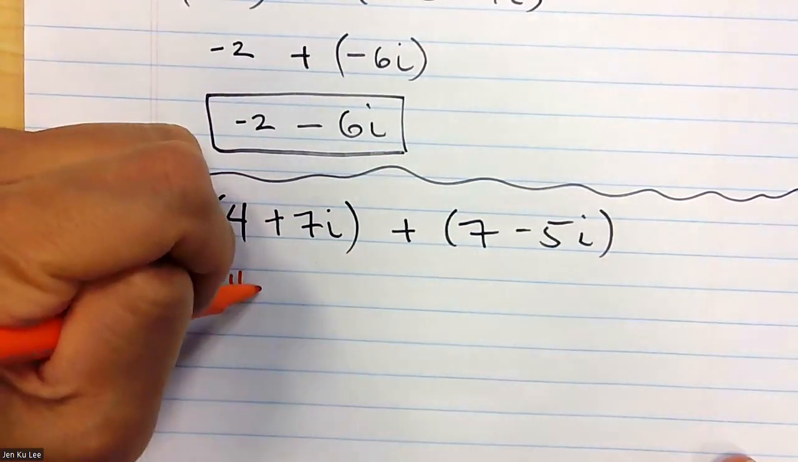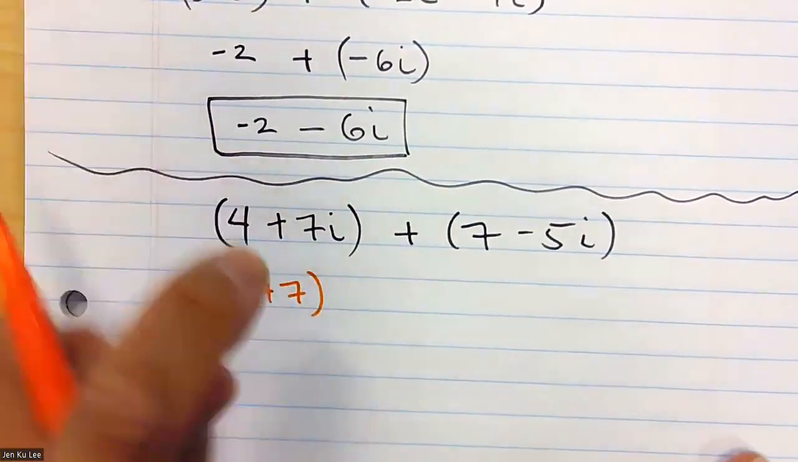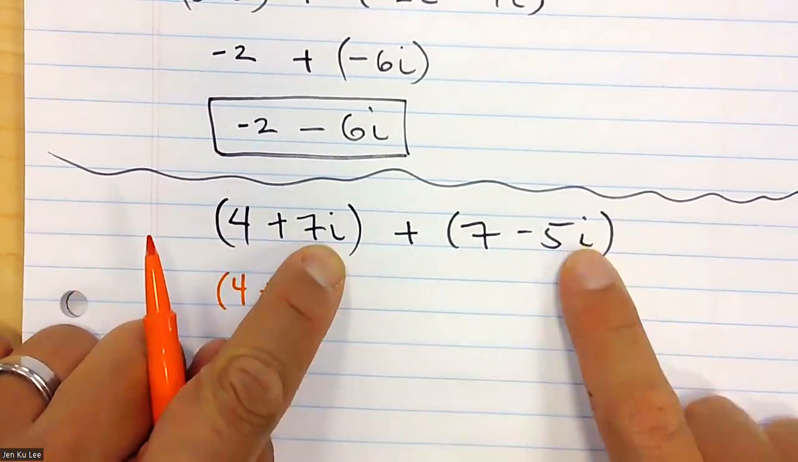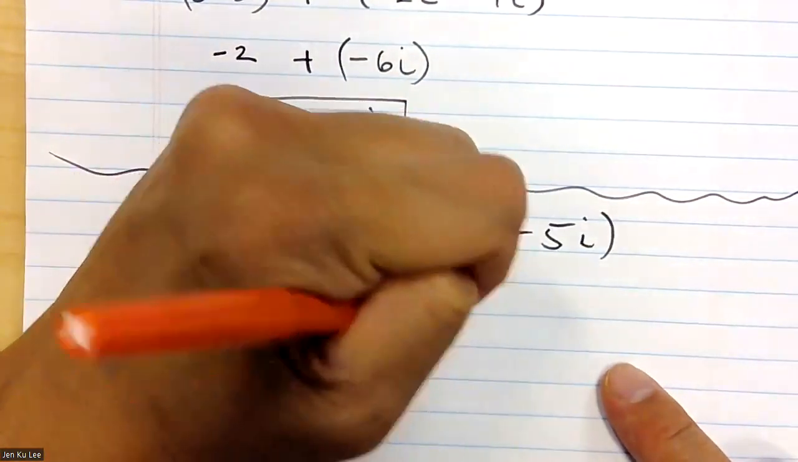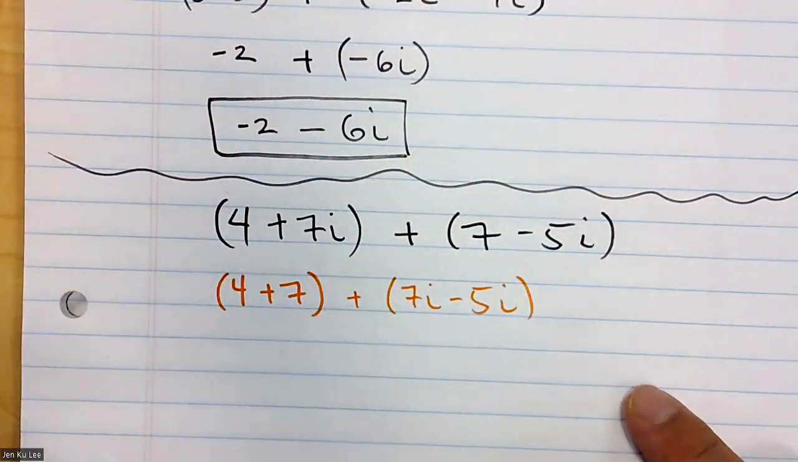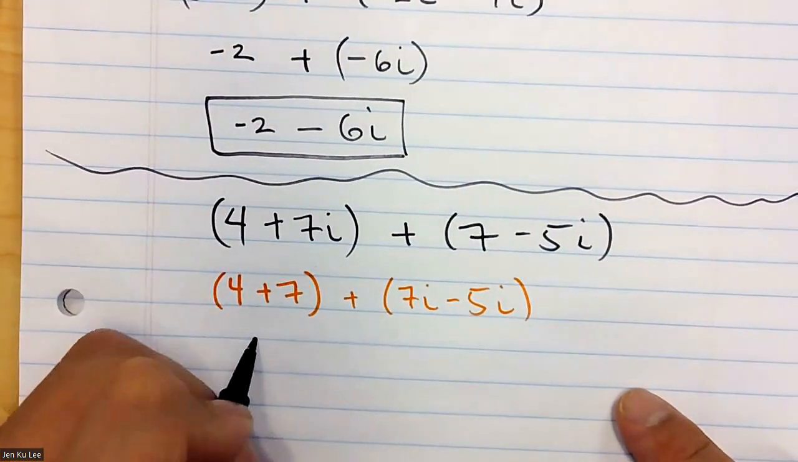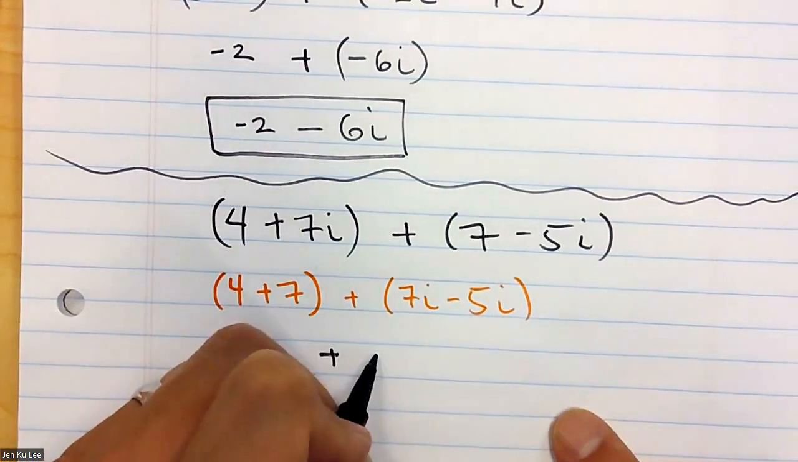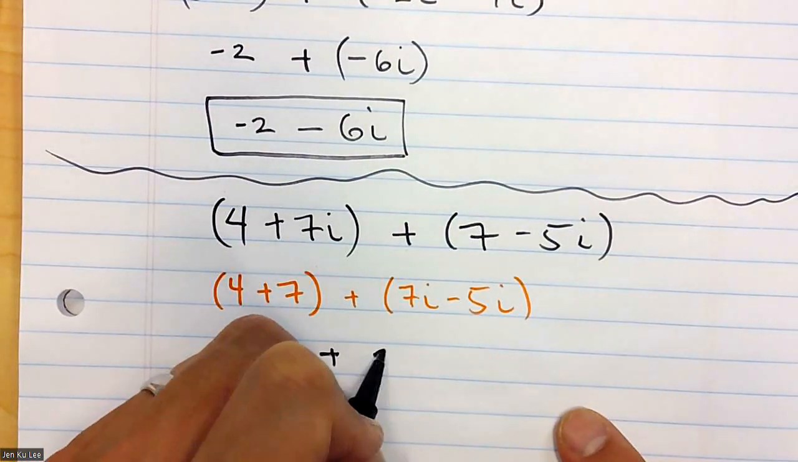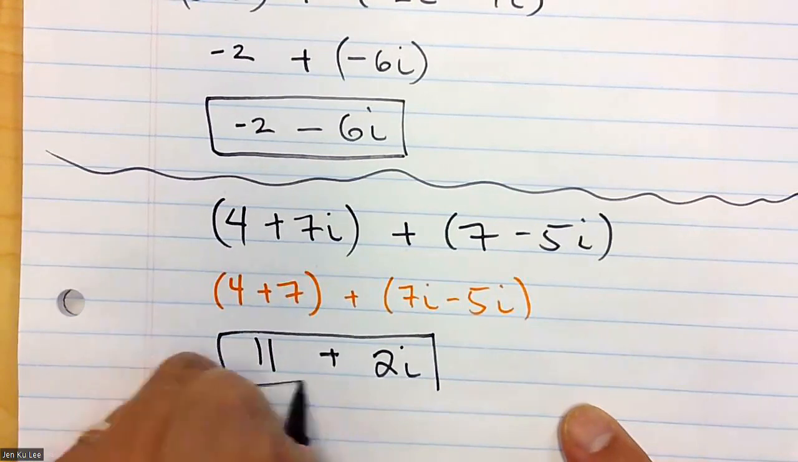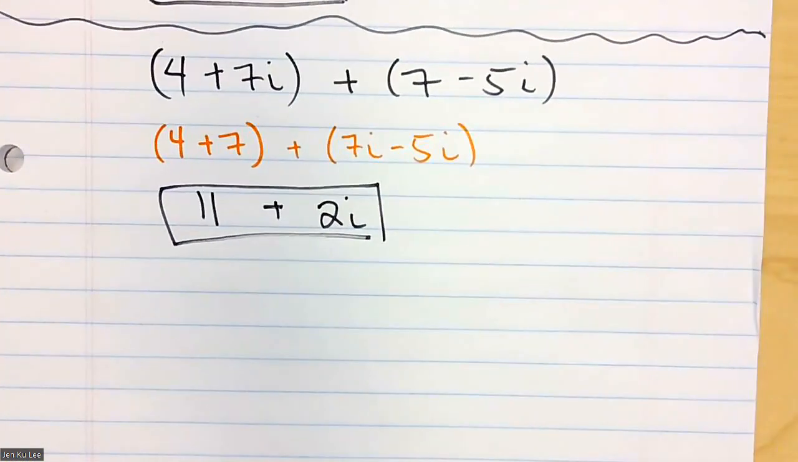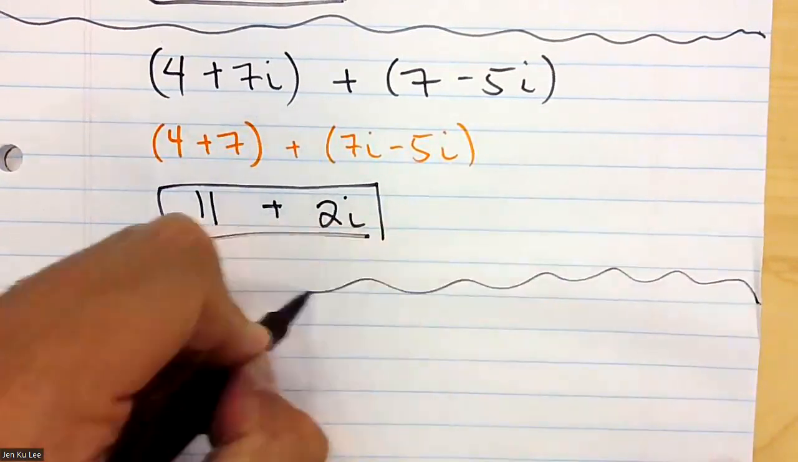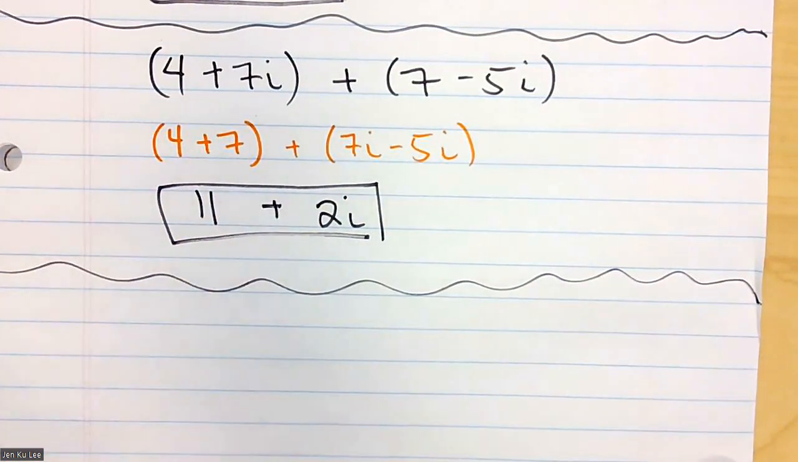So 4 plus 7, because that's the real parts. The imaginary parts, it's 7i minus 5i. So 4 plus 7, that's 11. Plus 7i minus 5i, that's 2i. Bada bing, bada boom, you are done. Subtraction is similar to multiplication or to addition.